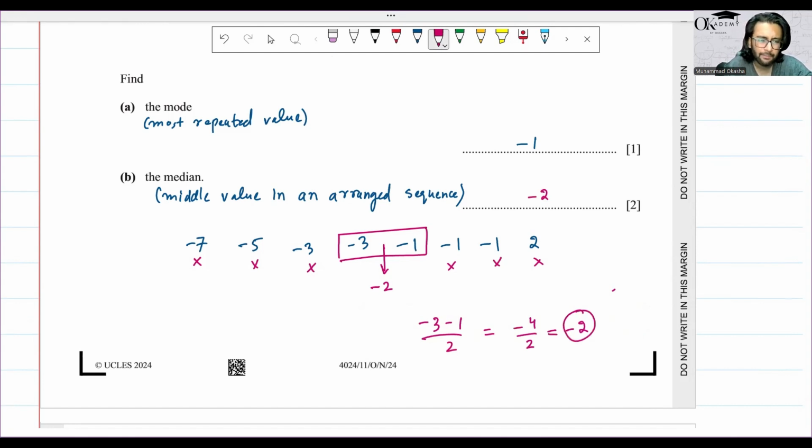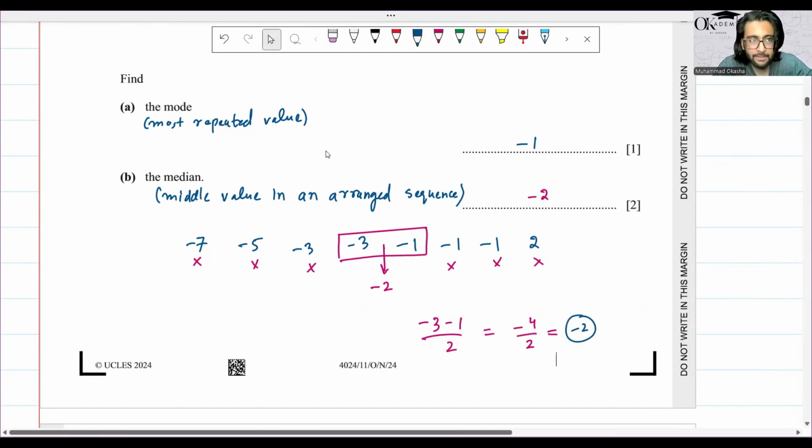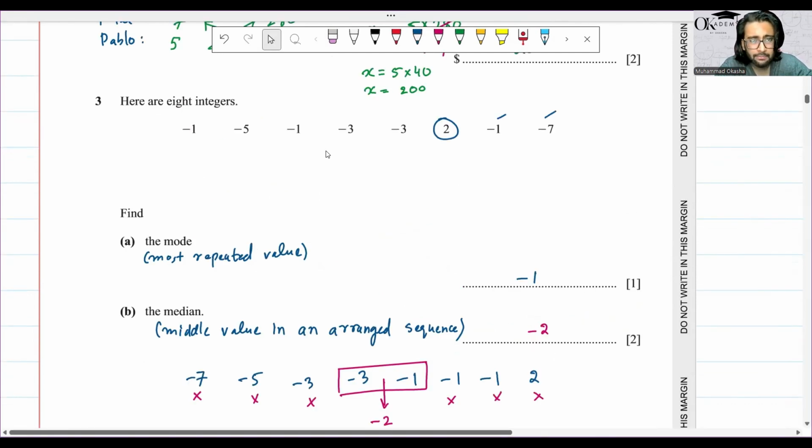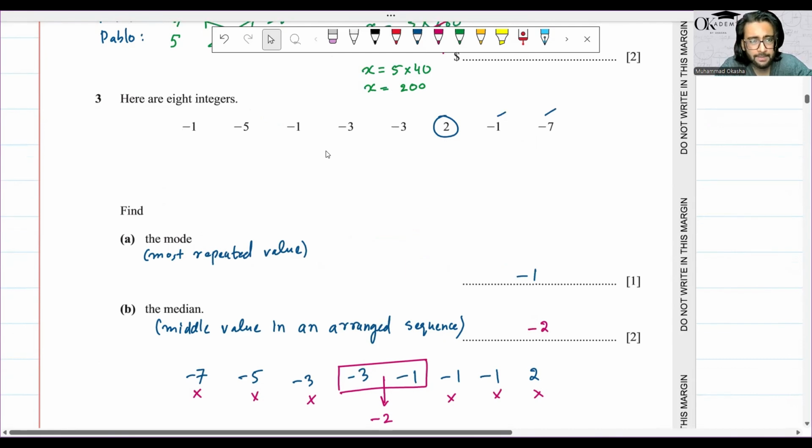It would be better if you work it out instead of just writing it right away. Working never hurts, not if you're running out of time. Okay, so this was pretty simple as well. I don't think it was that difficult.